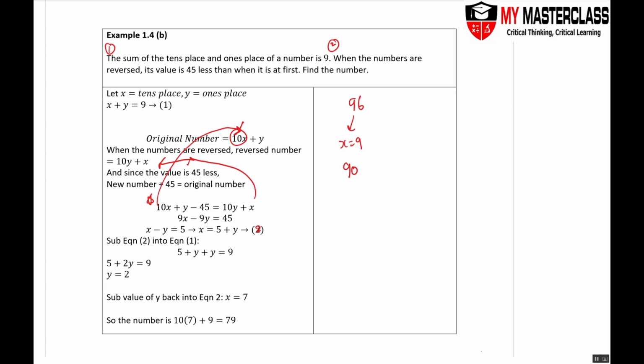Then from there, solve it as you normally would using the substitution method. You end up with a value of y equals 2. Substitute this value of y back into equation 2 and solve for x. You get x equals 7. So the number is 7 times 10 plus 9, which is 79. You realize the substitution method is always the preferred method in the examples given to you, because it is the more convenient method.